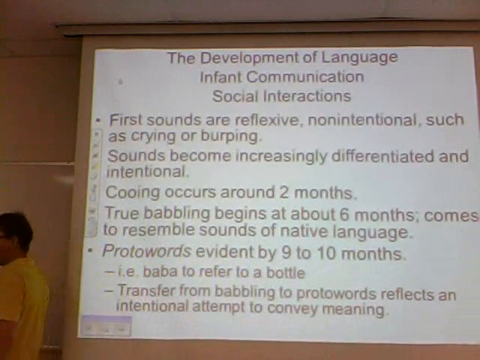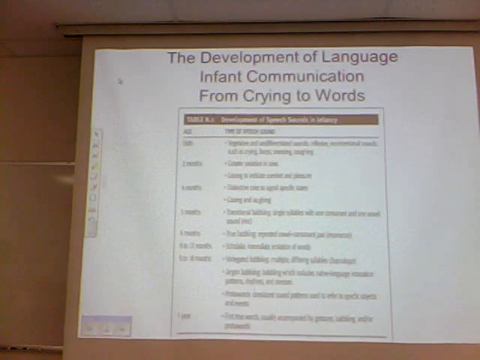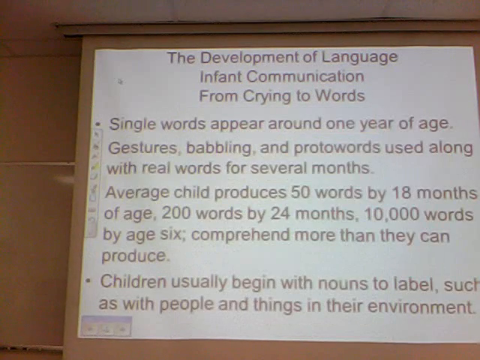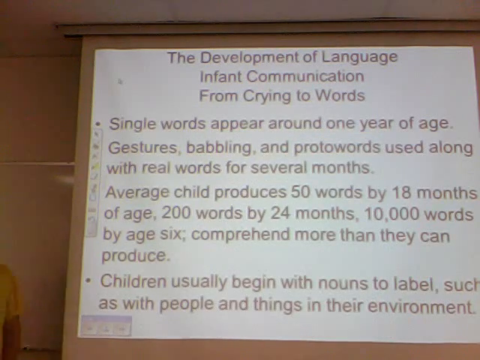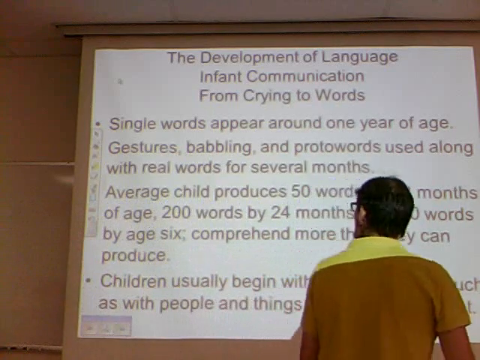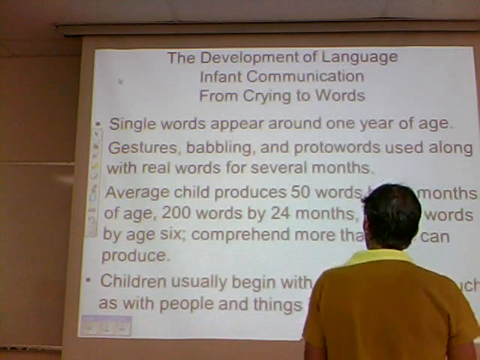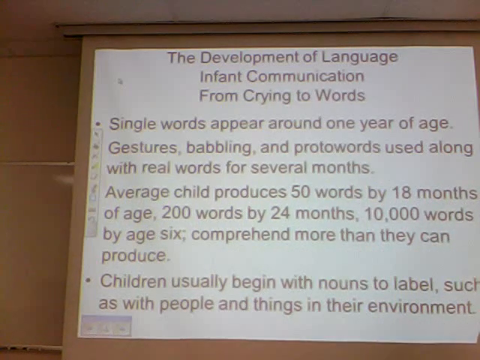All right. Baba means bottle. That's a very common one. There's a lot of words. Single words appear around 1 year of age. Gestures, babbling, and proto words are still used for quite some time. The average child produces about 50 words by 18 months old.